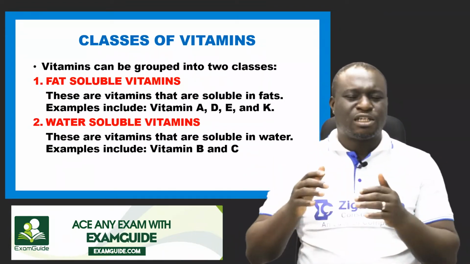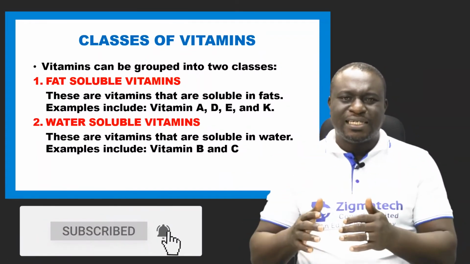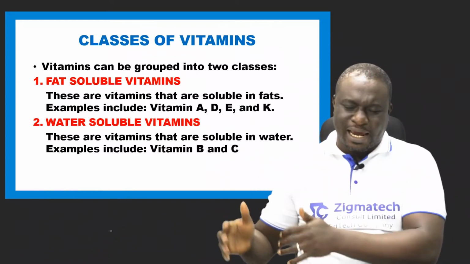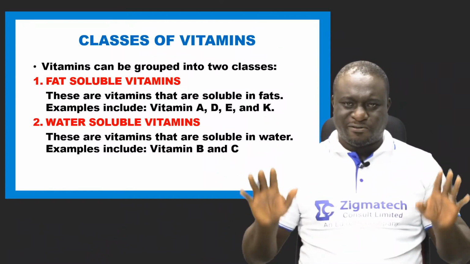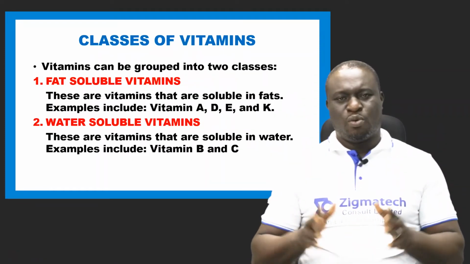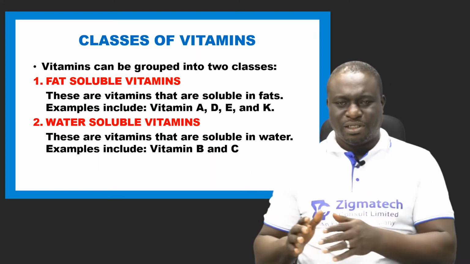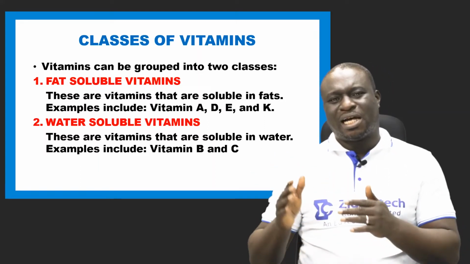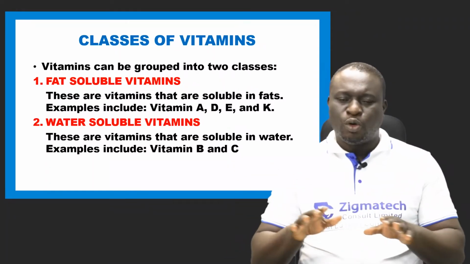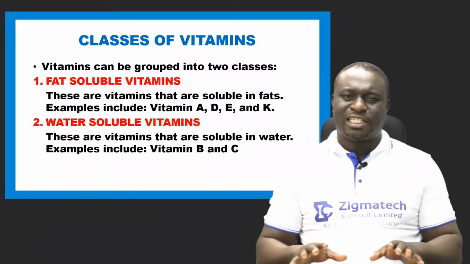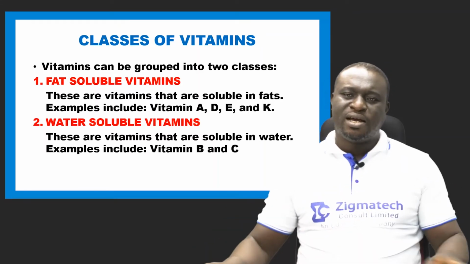These are vitamins that are soluble in fats, and they include vitamin A, vitamin D, vitamin E, and K. A, D, E, and K vitamins. They are fat-soluble vitamins. Then we have the second one, which is called water-soluble vitamins. Now, water-soluble vitamins are vitamins that are soluble in water. And there are just two vitamins found in this class. That is vitamin B and then vitamin C.